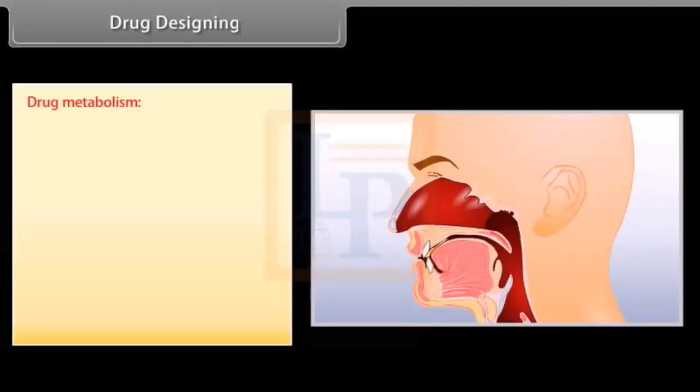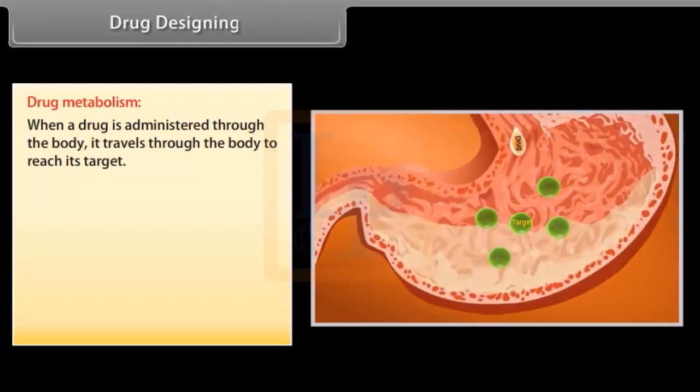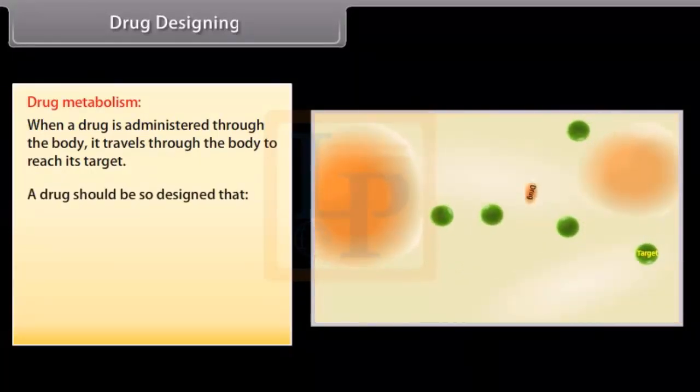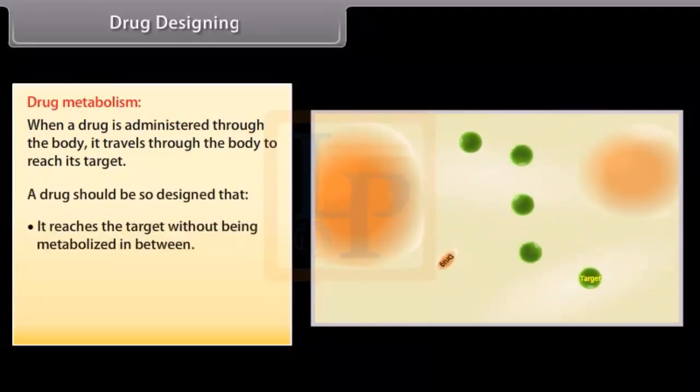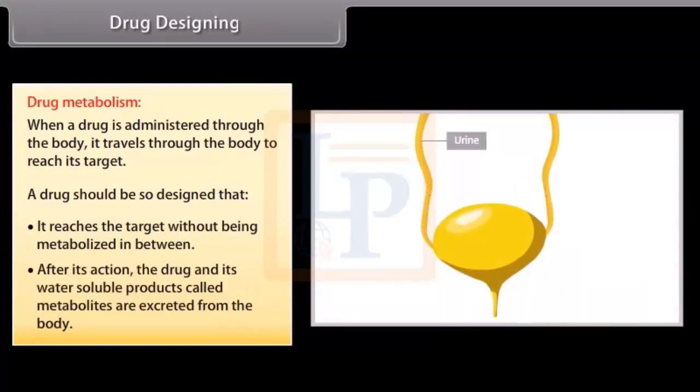Drug metabolism. When a drug is administered, it travels through the body to reach its target. A drug should also be designed so that it reaches the target without being metabolized in between. Also, the drug should be designed so that after its action, the drug and its water-soluble products called metabolites are excreted through urine, feces, exhaled air, saliva, and sweat without causing harm to the body.